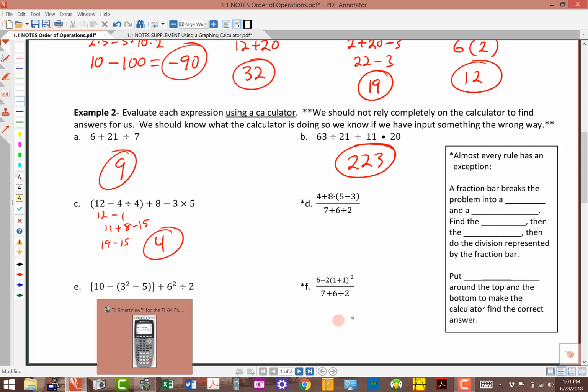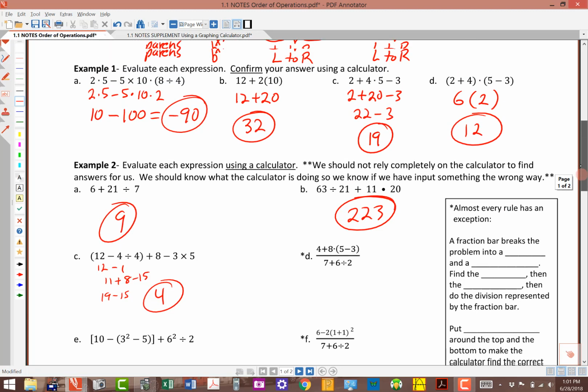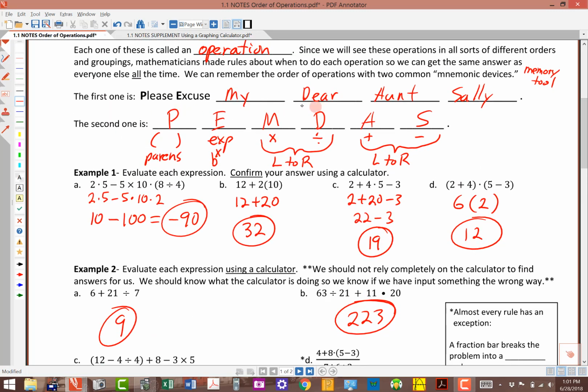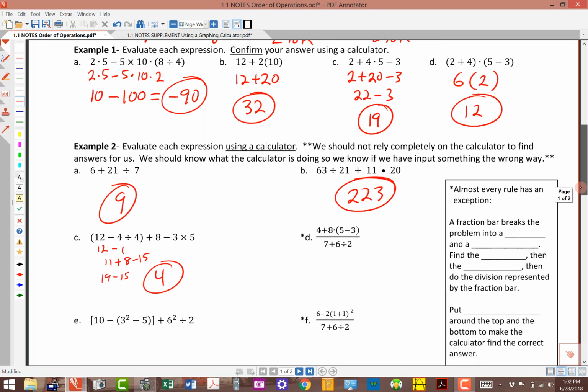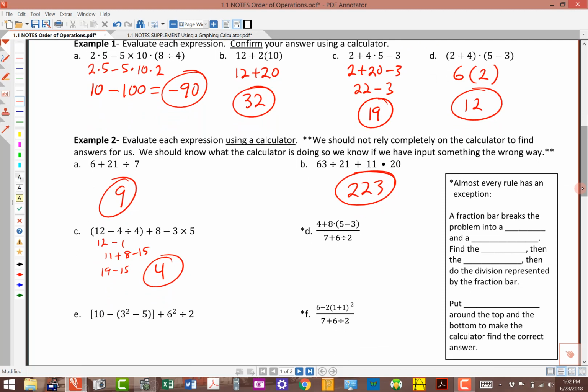Now before we do this next one, I want to point something out. Almost every rule has an exception. So when we were talking before about these order of operation rules, whether you remember it as Please Excuse My Dear Aunt Sally, PEMDAS, or something else, we've got to make sure that we do it in the same order. And this is a rule, but there is an exception to this rule. So a fraction bar breaks the problem into a top and a bottom. That fraction bar does represent division, but we're not going to do that division until the very end. It's the last thing we're going to do.